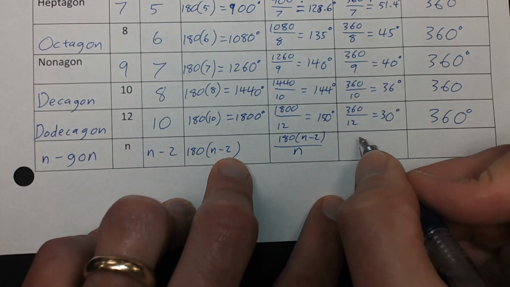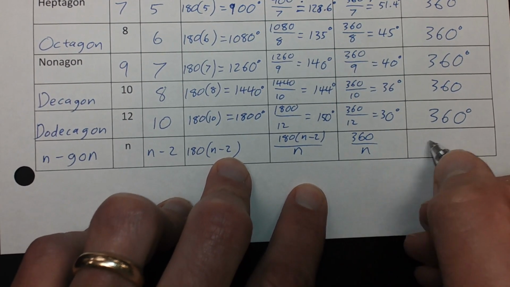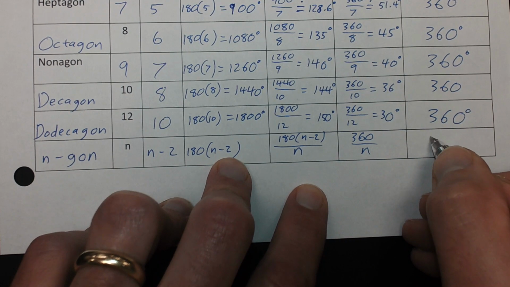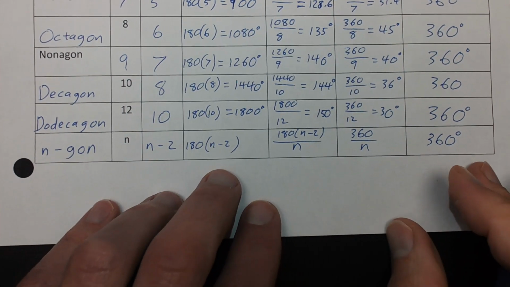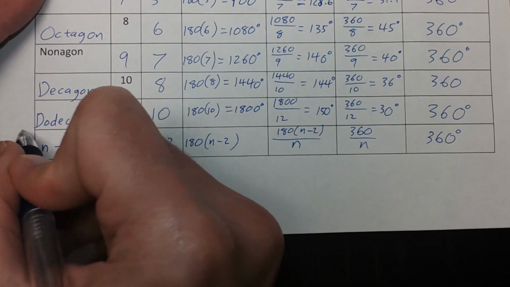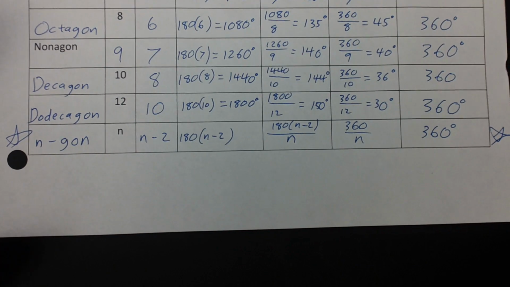What is the measure of each exterior? It's always 360 divided by n. What is the sum of the exterior? Always 360. So this last one is really the most important one, and you're going to want to know this one well. Okay, moving on to page 2.